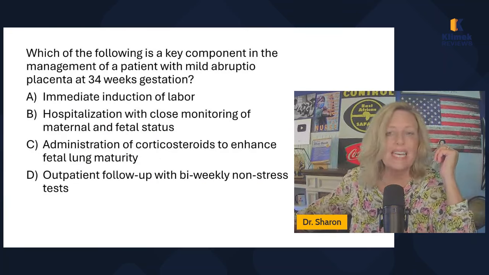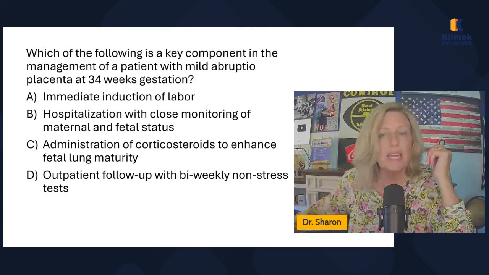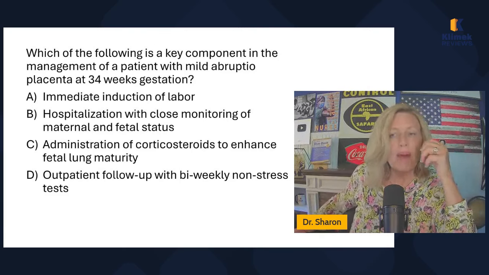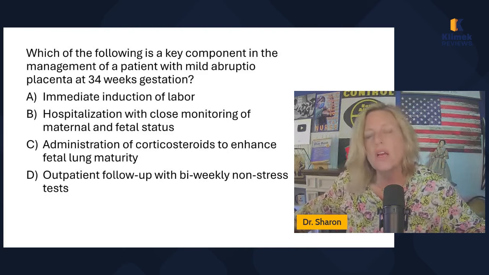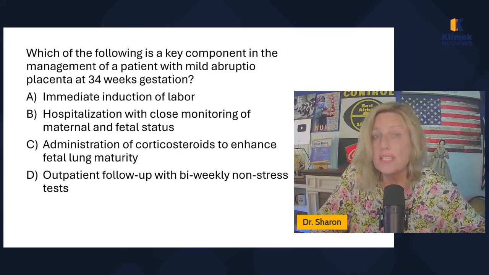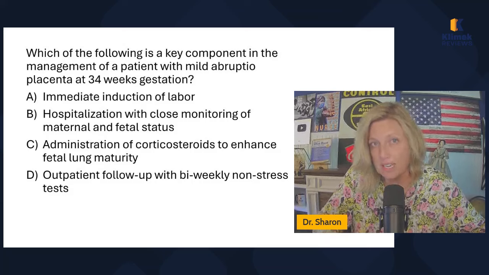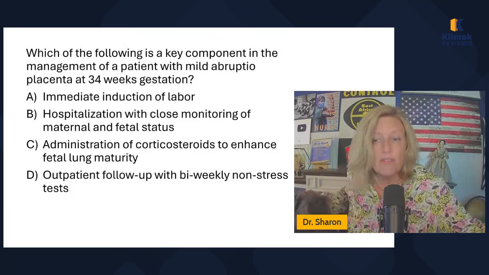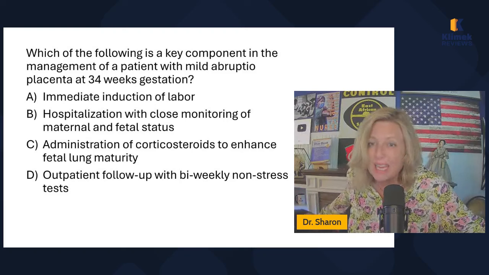Which of the following is a key component in the management of a patient with mild abruptio placenta at 34 weeks gestation? So 34 weeks gestation, they are not full term, but abruptio placenta, y'all, is a big risk factor for fetal demise, even if it says mild abruptio placenta. If they had mild abruptio placenta at 38 weeks, y'all, I'd be getting them ready for a C-section, okay? But they are not full term. They're preterm. So I really don't want to immediately induce labor. I really don't want to do that.